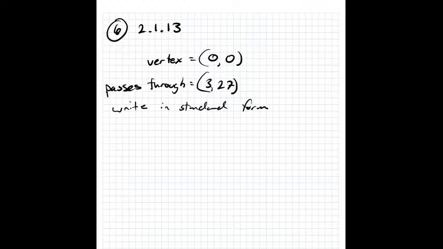So if we're going to write a quadratic in standard form, it's good to start with the standard form of a quadratic. That's going to be f of x equals a times x minus h squared plus k. So if we have the vertex, this is going to be our h, this is going to be our k. I'm passing through this point, so this is going to be our x, this is going to be our y. All right, so let's plug in what we have.